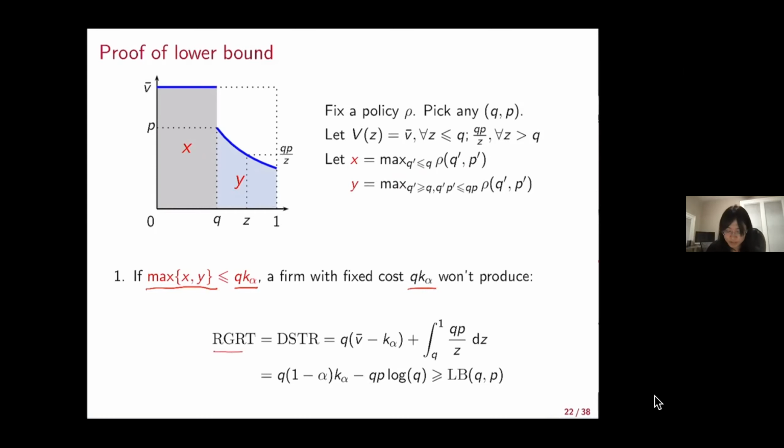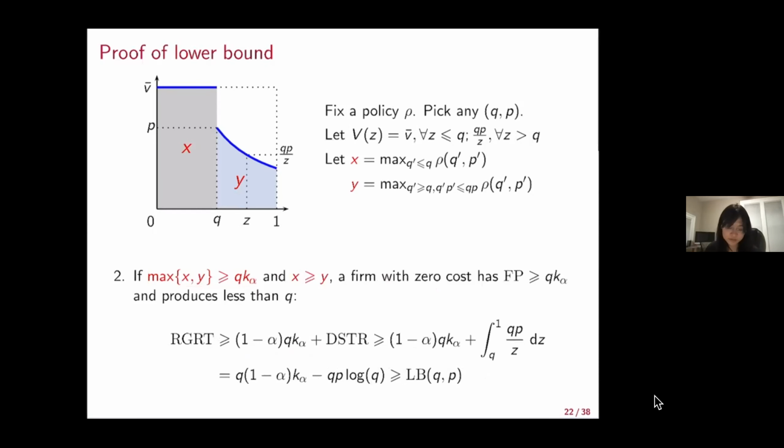Now, the regret is equal to the distortion in the market, which is equal to the total consumer surplus minus the fixed cost, which is the first term in our lower bound function. Right, so this is the first term in our lower bound function. So that's why it's higher than the lower bound function. Okay, now, what's the second scenario?